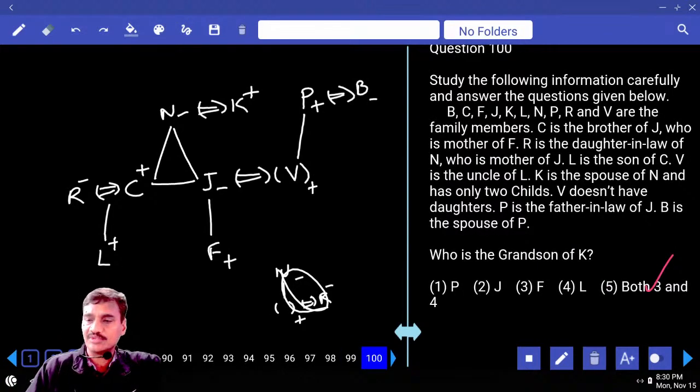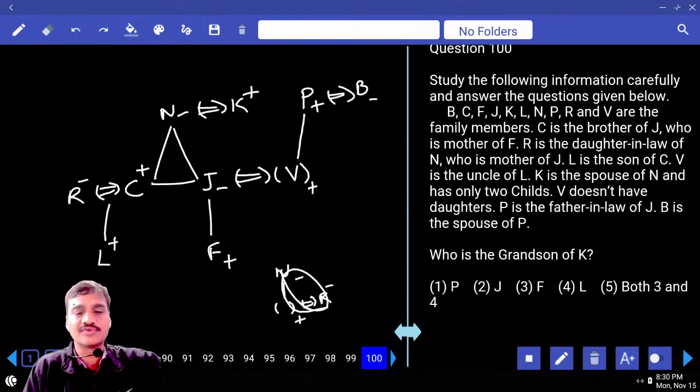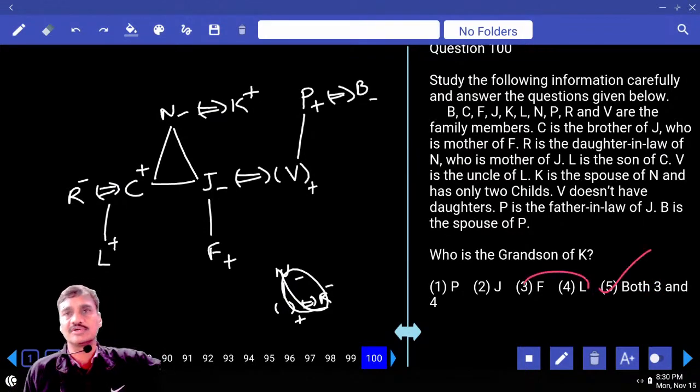And finally question number 100. Who is the grandson of K? K's grandsons are L as well as F. That is both 3 and 4. That is choice 5, question number 100.